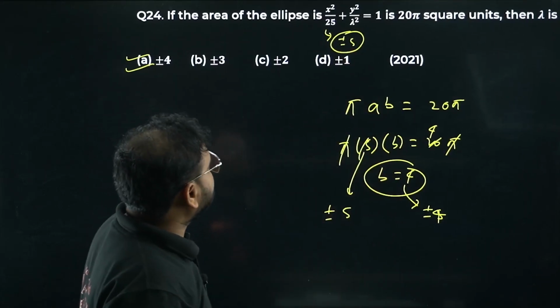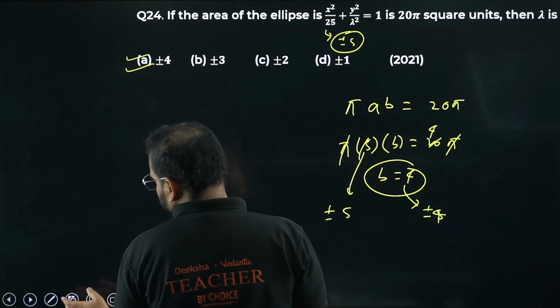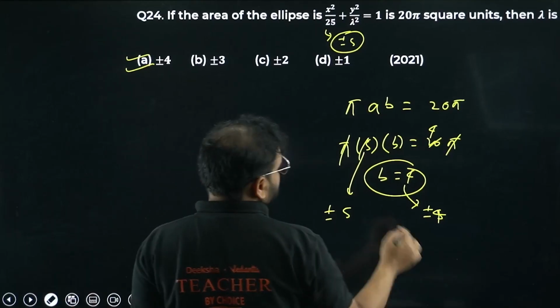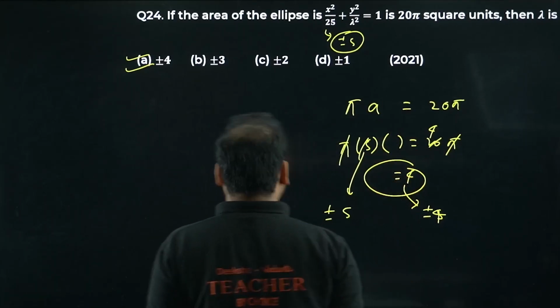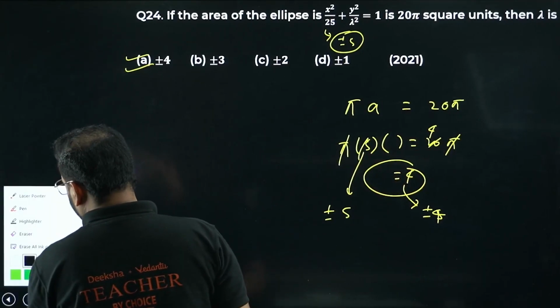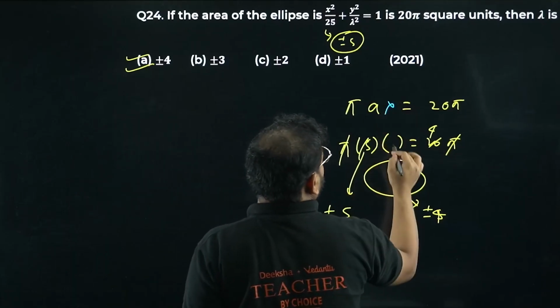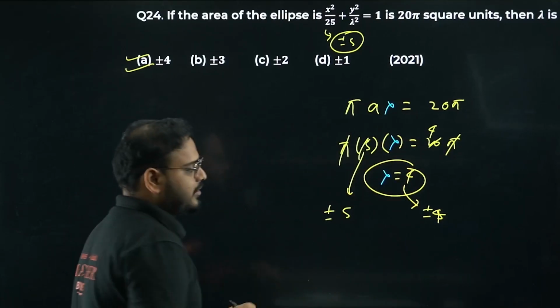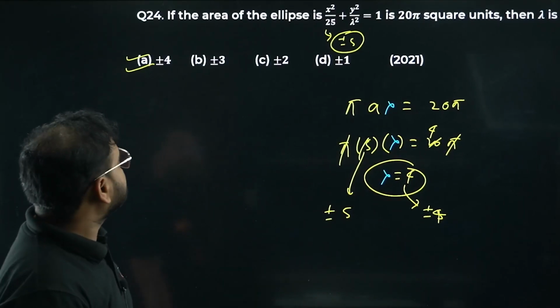I have taken here as b, right? But actually it's given as lambda. So just change the variable. This is lambda they have given, okay? So let's change that variable. We have lambda, lambda, lambda. Got it? So that's the answer. Option A is correct.